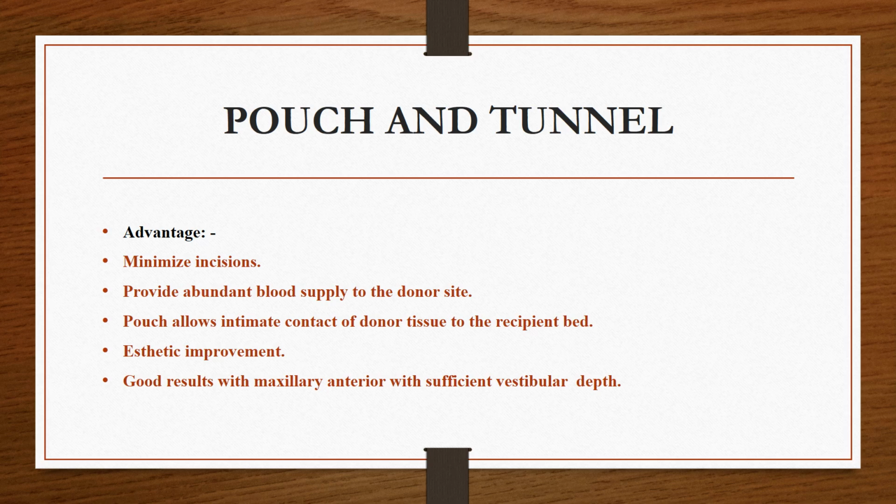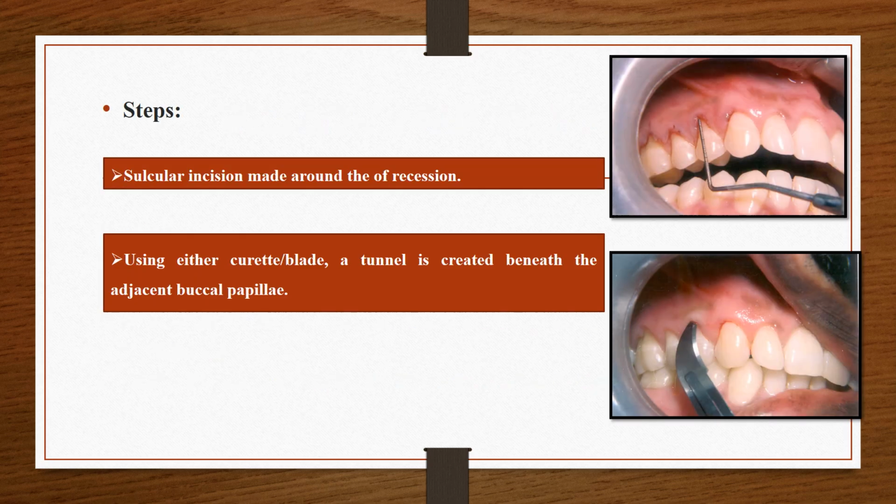Aesthetic improvement, good results with maxillary anterior with sufficient vestibular depth. So this technique is especially effective for the anterior maxillary area in which vestibular depth is adequate and there is a good gingival thickness. So coming to the steps, the first one is a circular incision will be made.